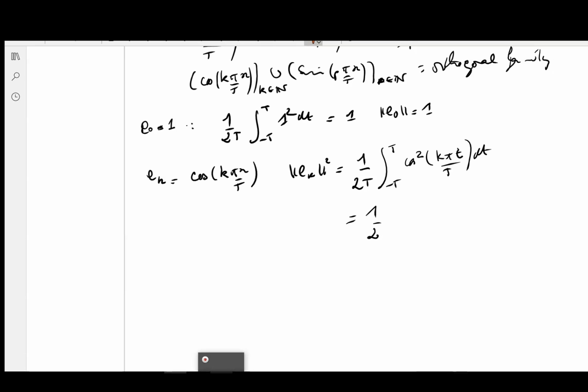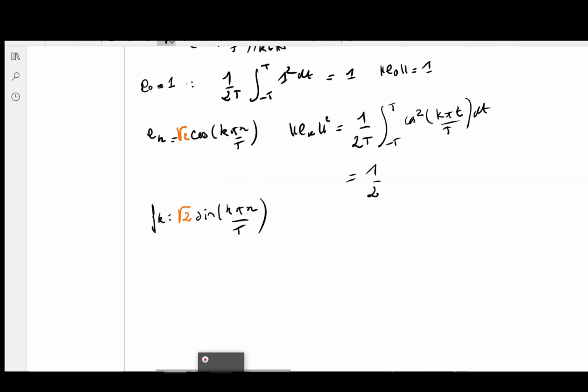Okay, so let me write that: square root of 2 times the cosine. And similarly, I will build my family fk out of the sine of k pi x over T, and you will find that the norm is the same. So you will have to normalize that by multiplying by square root of 2. That means that if we define our function f, if we use Dirichlet theorem and say that f of x is equal almost everywhere to the sum over k in N, well, we need N star. Well, we have to differentiate.